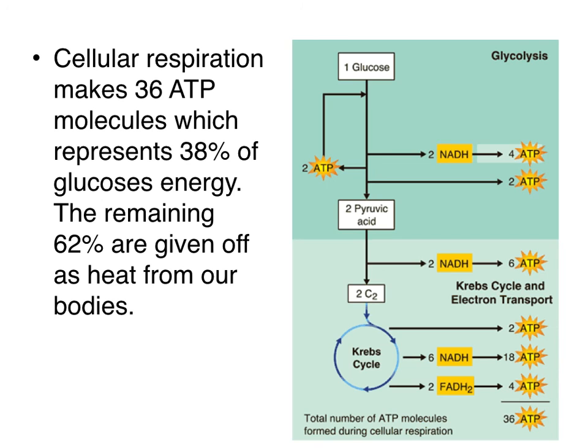And finally, cellular respiration results in 36 net ATPs, which represents 38% of glucose's energy. The remaining 62% are given off as heat from our bodies. So if you think about it, our bodies heat up when we're undergoing strenuous activity, and this is because we're trying to create energy, and the waste is given off as heat.